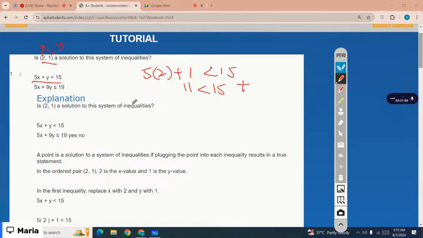Let's just check for the other equation. 5 times 2 plus 9 times 1 is less than or equal to 19, and 10 plus 9 makes 19. So 19 is less than or equal to 19. True it is, right? That is not less, but they are equal. So that means both the equations satisfy the point 2, 1. That means yes, 2, 1 is the solution of the system of inequalities.